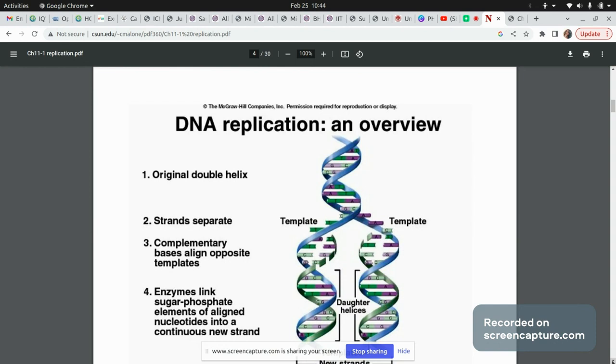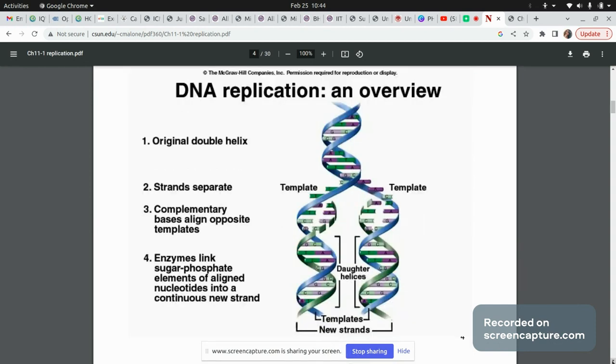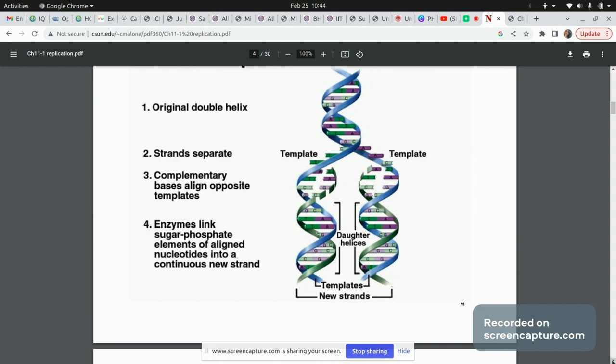DNA replication, an overview. The original double helix strands separate, complementary bases align opposite the template, and enzymes link the sugar phosphate elements of the aligned nucleotides into a continuous new strand.